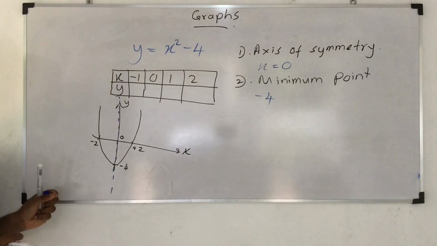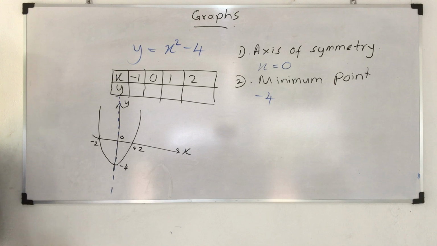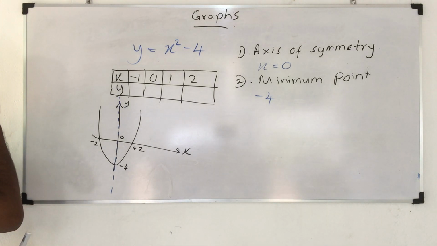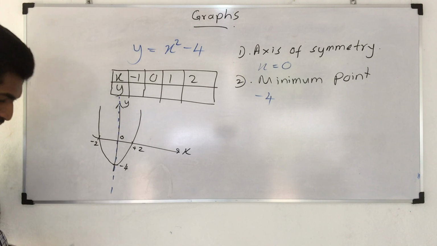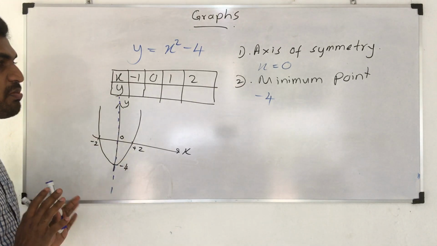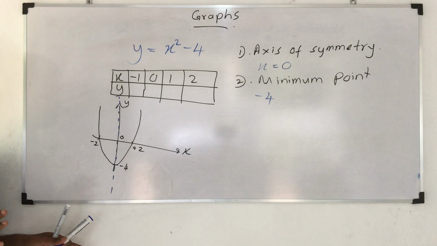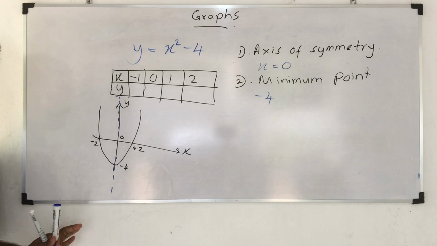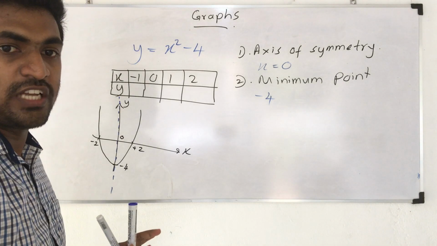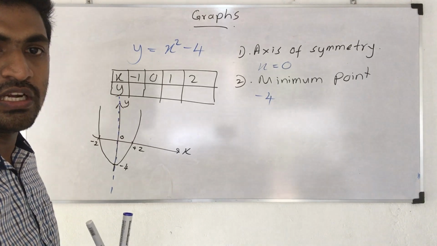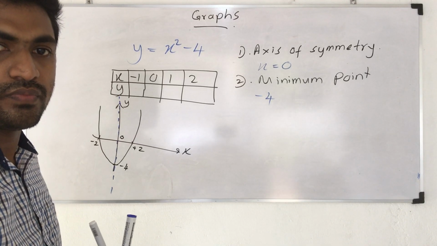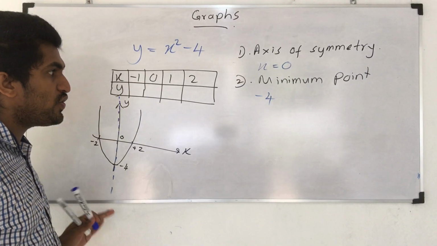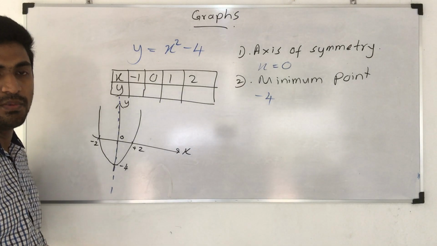The minimum point is the minimum point on the y-axis. The minimum value of the y coordinate is the minimum point. So that is -4 according to this graph. That's the second property. Those two are the properties that you have to consider about this parabola graph. So you have to learn this in the grade 10 and 11 syllabus. Next you have to consider the coordinates of the minimum point.